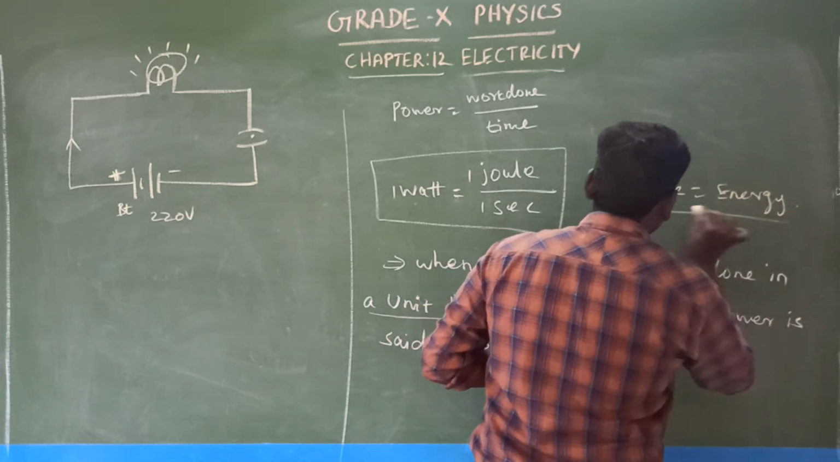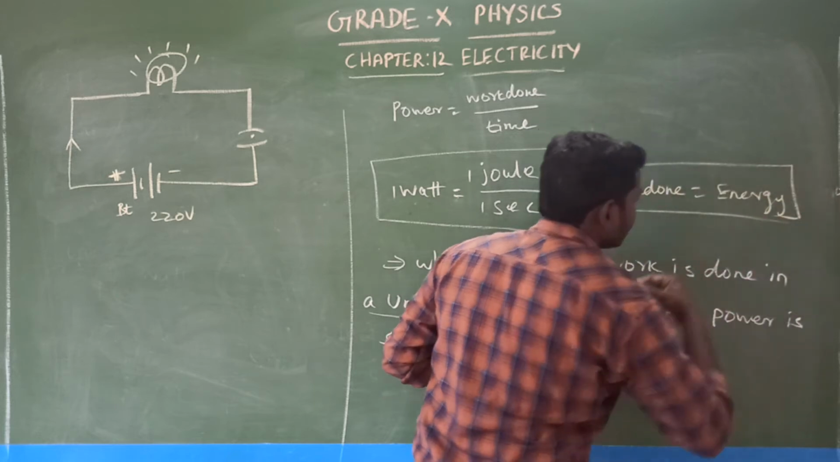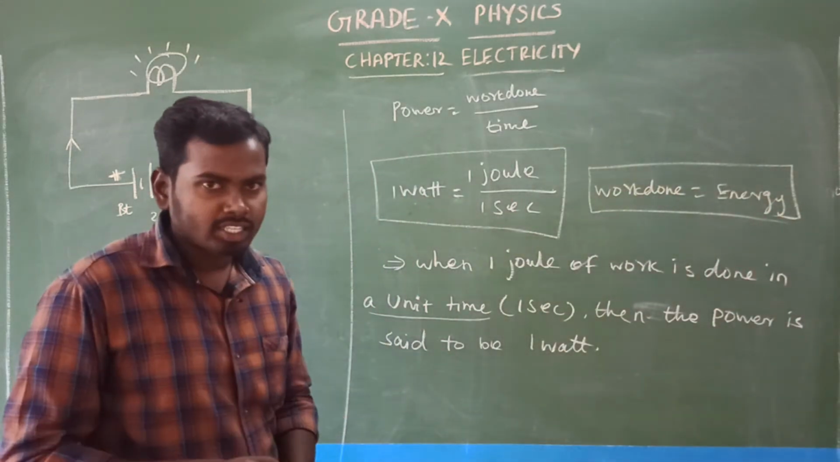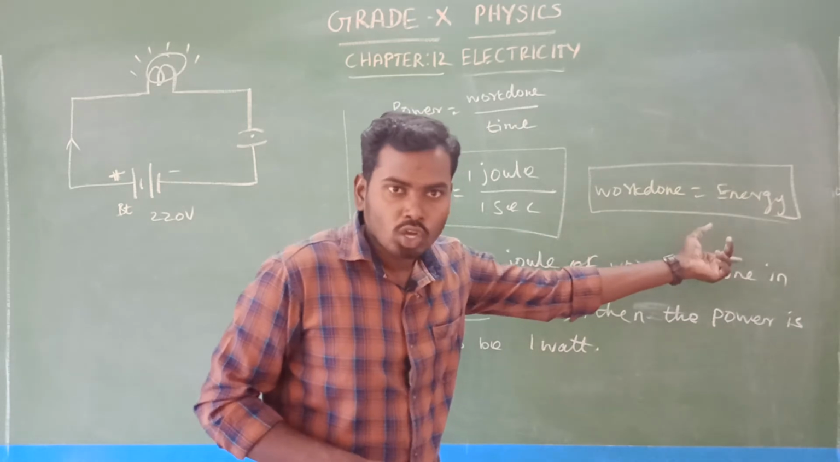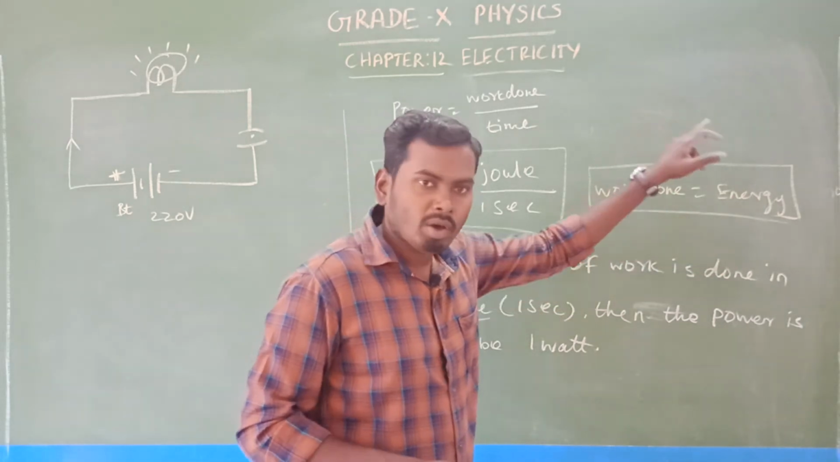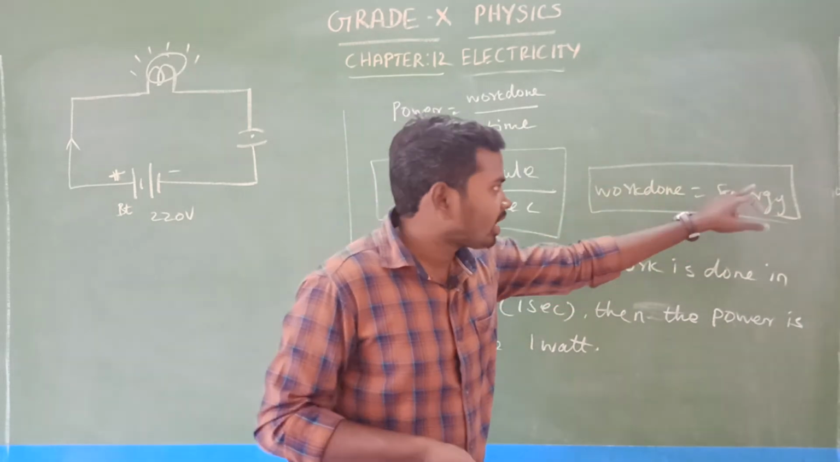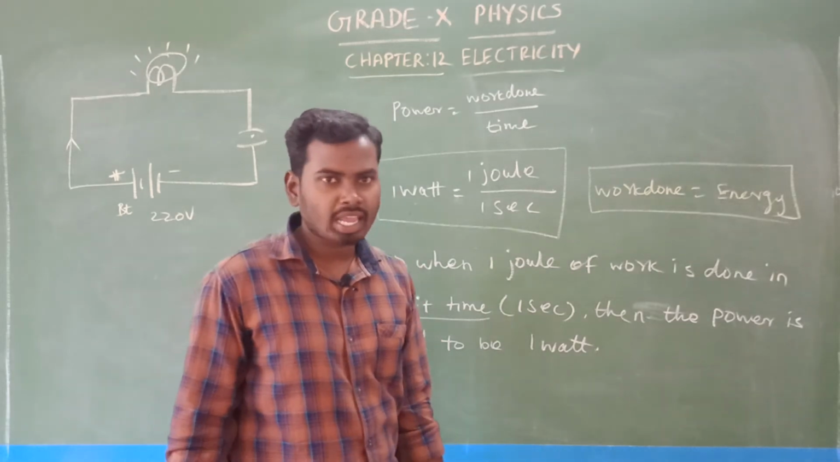Work done, never ever forget this formula, very easy one. Work done is equal to energy. Whenever work is done, an equal amount of energy is involved. So we can say work in the form of energy, as well as energy in the form of work. Both are the same here.